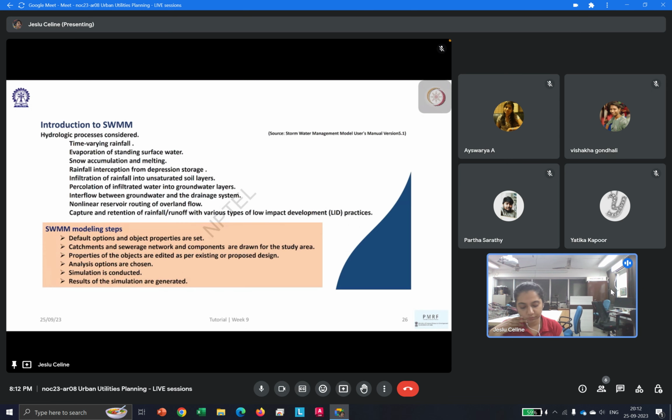So that is what we saw here. Default option, catchment and sewerage network are drawn. Properties of objects are edited. Analysis options are chosen. Simulation is conducted and results. Okay, so we'll proceed on to the next question.